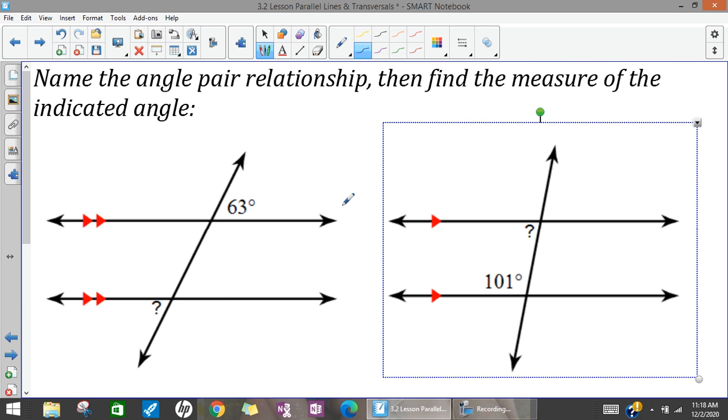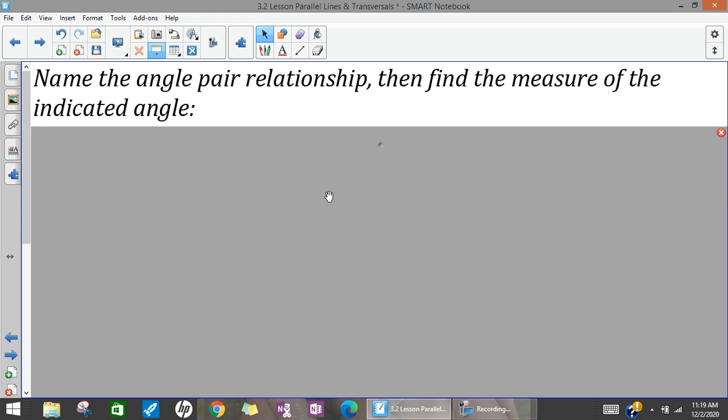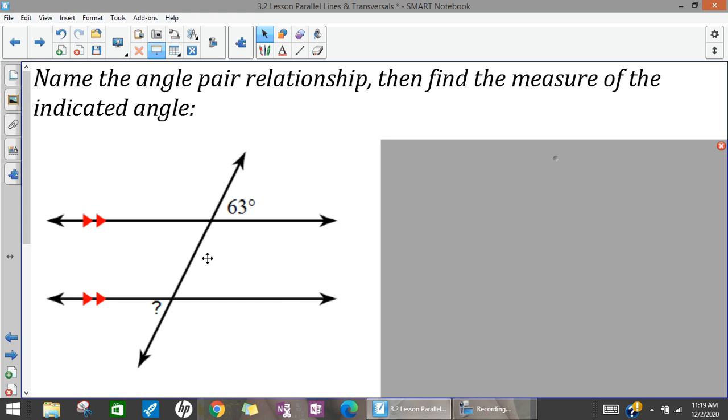And so of course we'll use that information to solve some problems. So here we want to, first we want to name the angle pair relationship. It's always important to decide what relationship exists here. So I have this angle that's 63 and this angle that's question mark. And they're both outside of the two parallel lines. I know they're parallel again because of the arrows. So they're exterior.